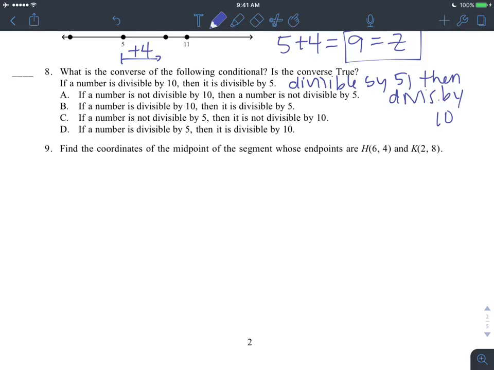So the converse, A is not an option. If a number is divisible by 10, no. We're not talking about nots. If a number is divisible by 5, then it's divisible by 10. That is your converse. Is the converse true? The answer to that is no, it is not true. For example, 25 is divisible by 5, but it's not divisible by 10. So that means that converse is not always true.